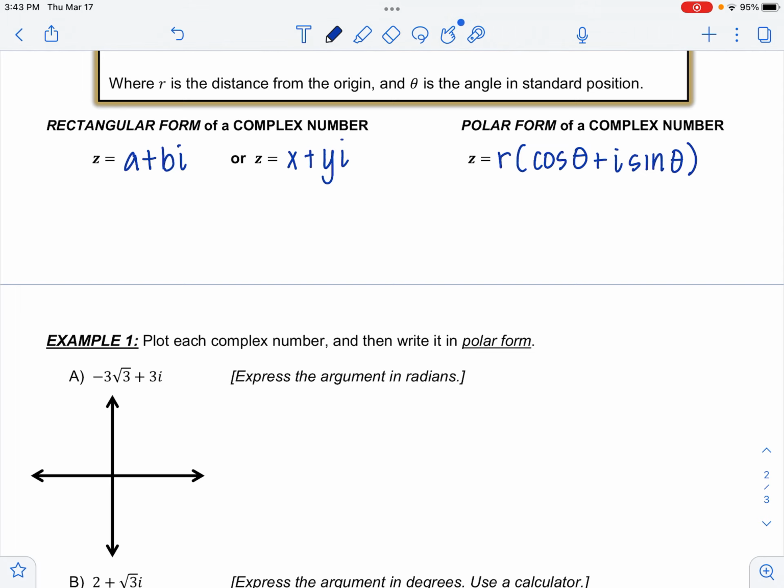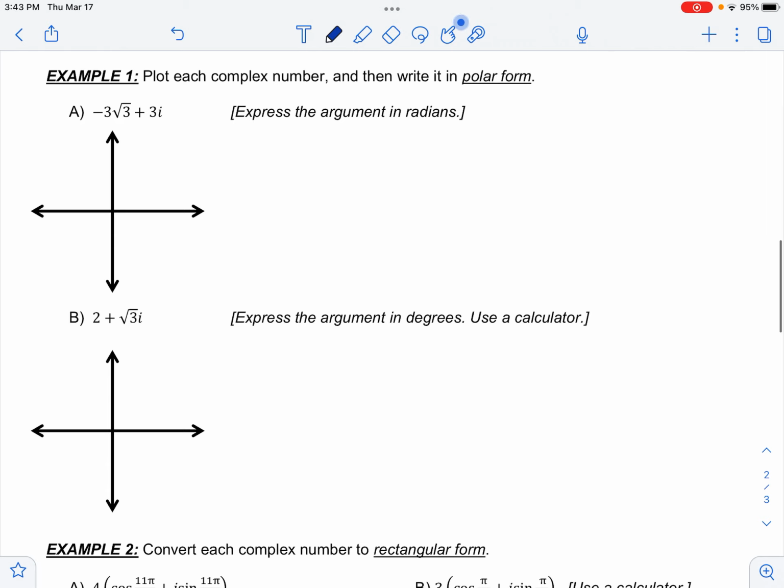All right, so it says on these directions, for example 1, plot each complex number and then write it in polar form. So I don't like that it says plot each complex number because that's actually how to write it in polar form. The directions on your test and on your homework will say write the complex number in polar form. So if you look at this right now, this is in rectangular form. It's in the form x plus yi. We need to convert it to polar form. So it has x and y. We need r and theta. So let's find r and theta.